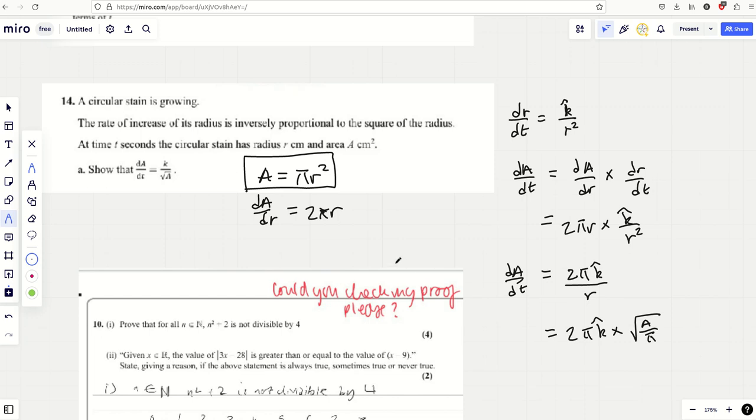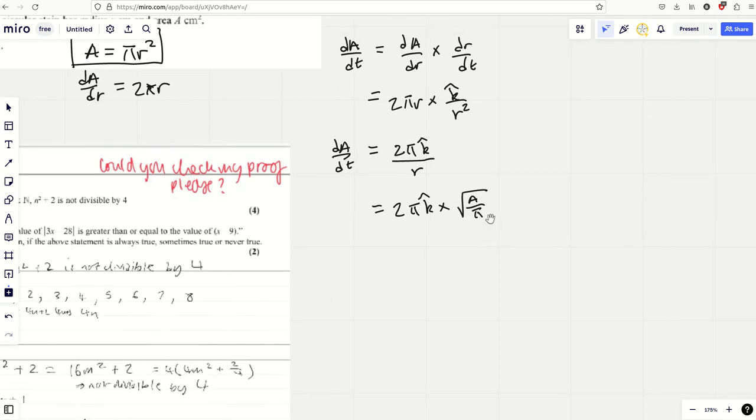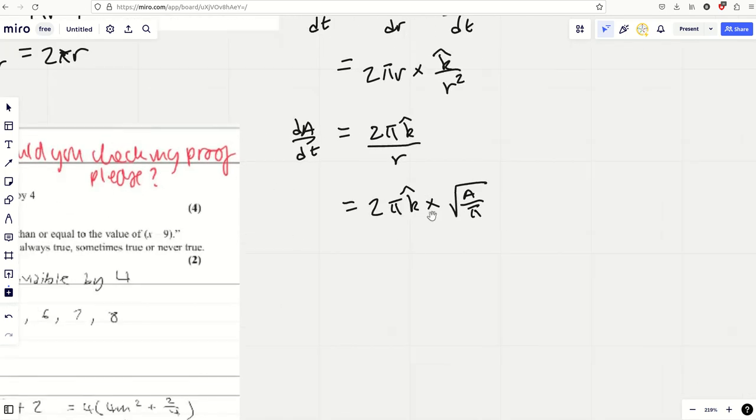Let me just check that I've got everything right there because that looks slightly upside down to me. Oh, yeah, this shouldn't be a times, that should be a divided by. I was going to say, it looks wrong now.